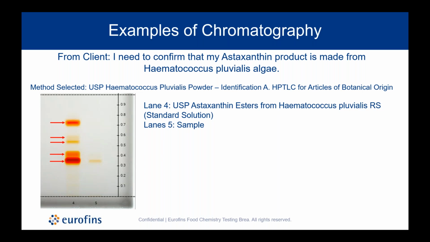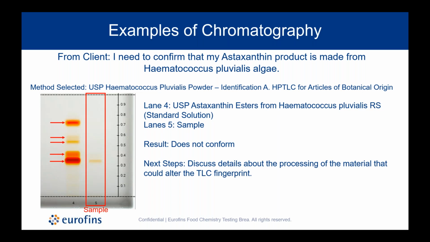And the acceptance criteria of the method states that the sample should contain all the same bands that are observed in the reference standard, and additionally, free astaxanthin band may be observed. In this case with the sample, clearly there's one faint band and no other visible bands in the chromatogram, so that one does not conform.